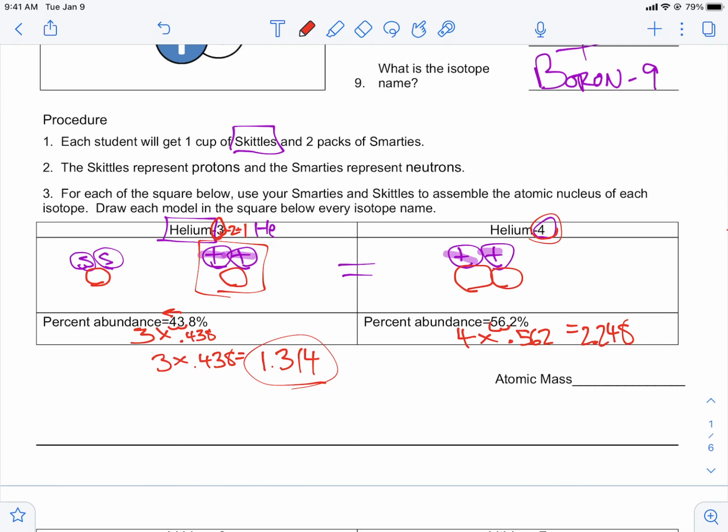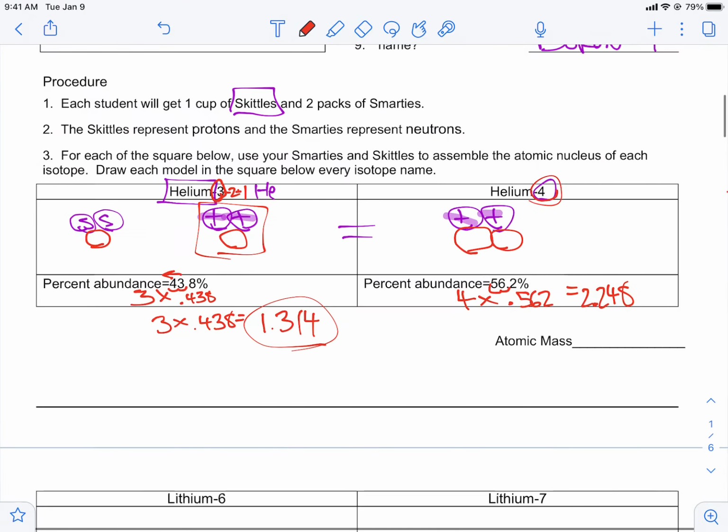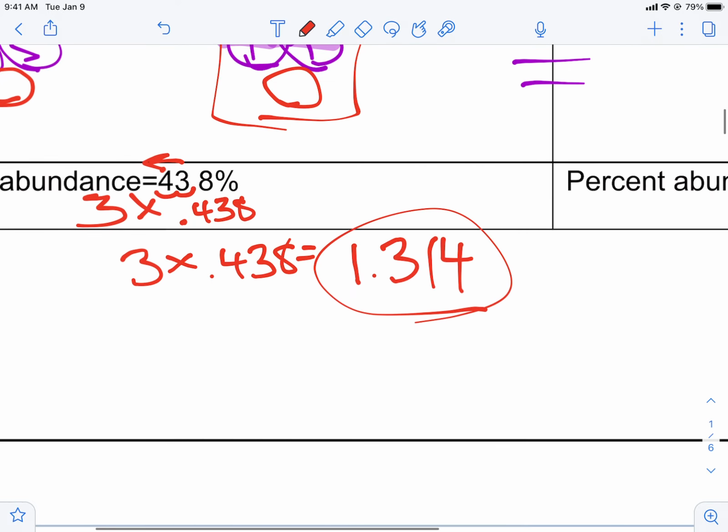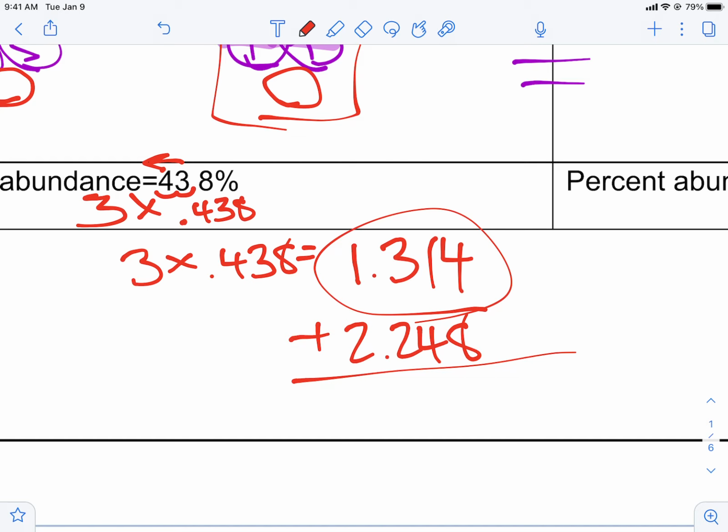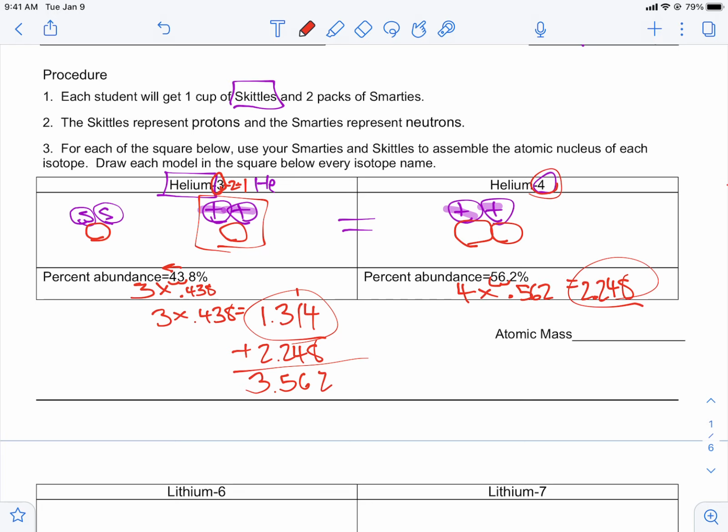So we add them together. We add these two numbers together, 2.248 plus 1.314, and get our total average. So we get 3.562. And that is your weighted average. So your average atomic mass is the sum of these two products that we got. And that's 3.562. Now why is this important?